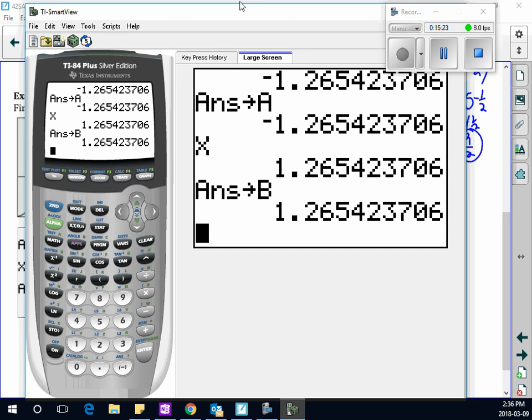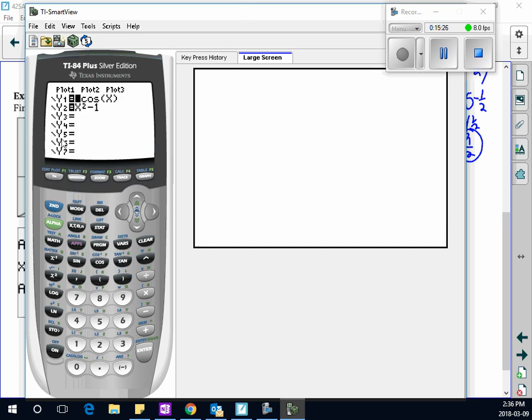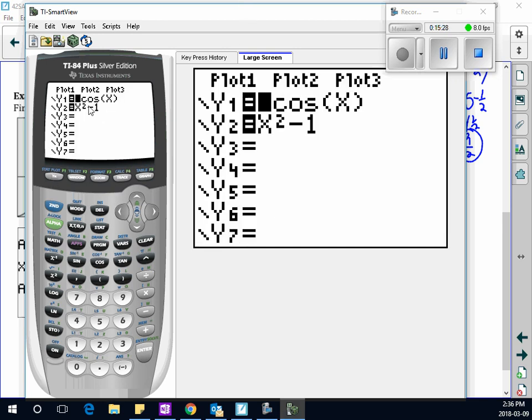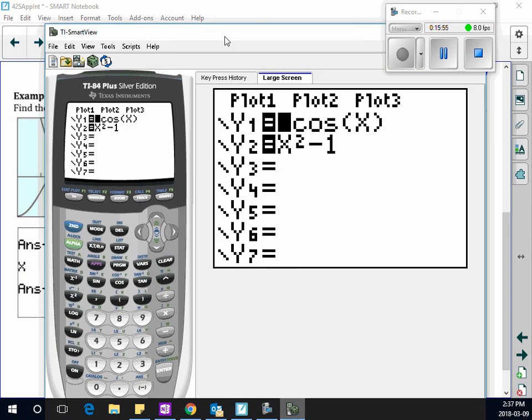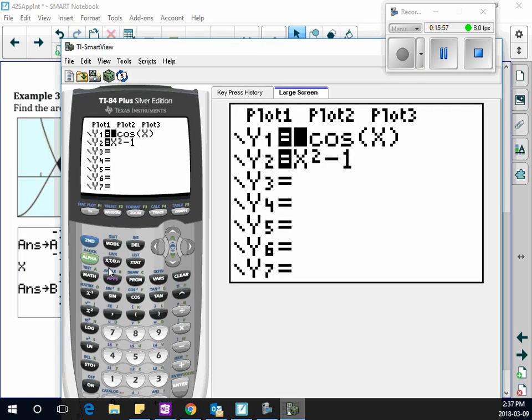Yeah, you can use y1 and y2, as long as you know which one is y1 and y2. So if y1 was 2 cos x and y2 is that, you could go y1 minus y2 here. As long as you told me that y1 was 2 cos x, you can't just throw that in there and not say so, you know what I mean? So whatever's faster for you, do it. I think I'm going to do y1 minus y2, because it's in there.